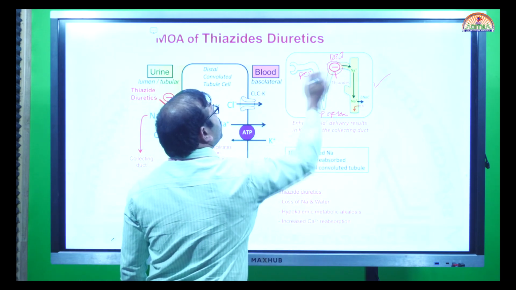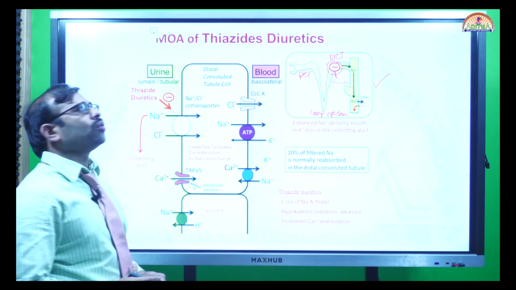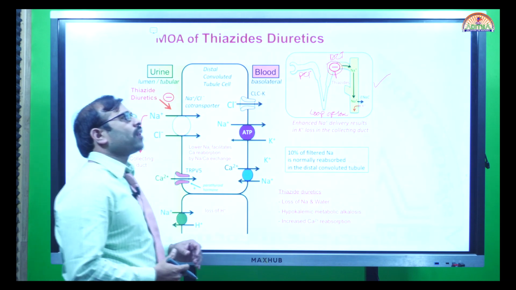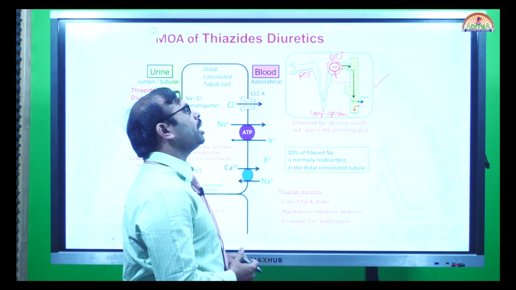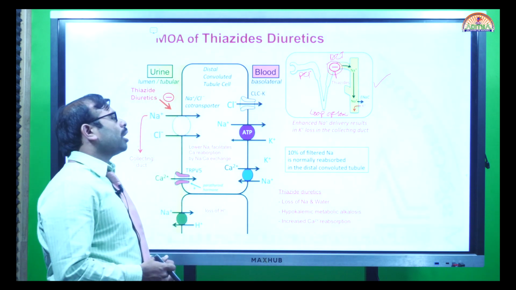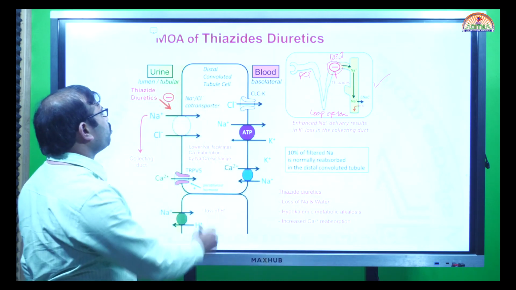So the site of action of these thiazide and thiazide-like diuretics is the distal convoluted tubule, DCT, at the early stage of the DCT. Now what happens at the early stage of DCT? What are there? There are symporters.